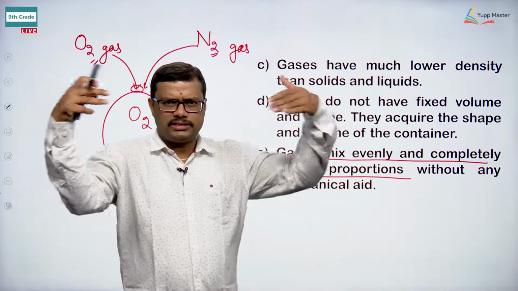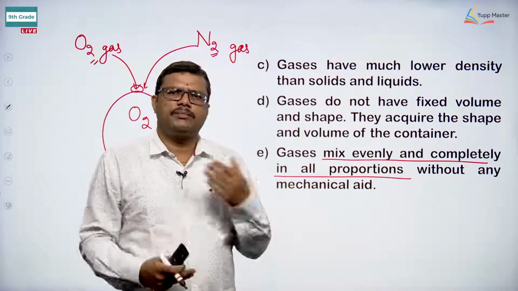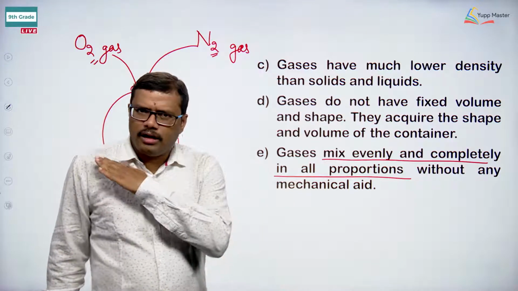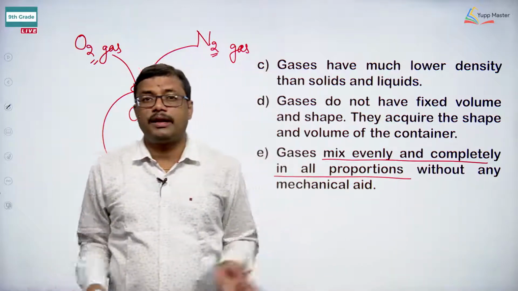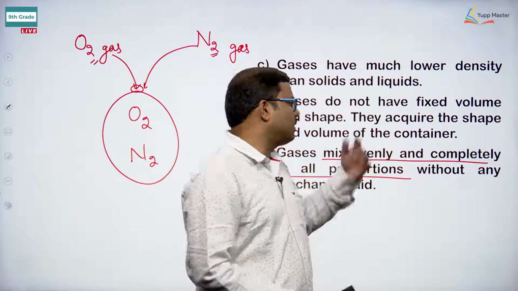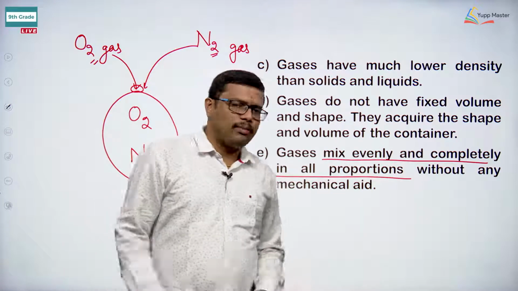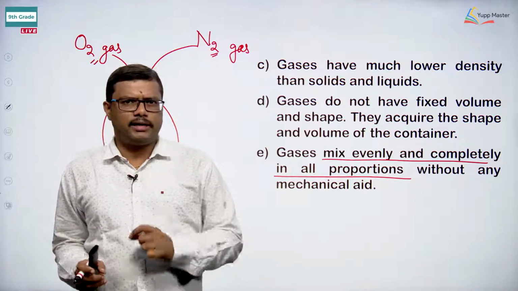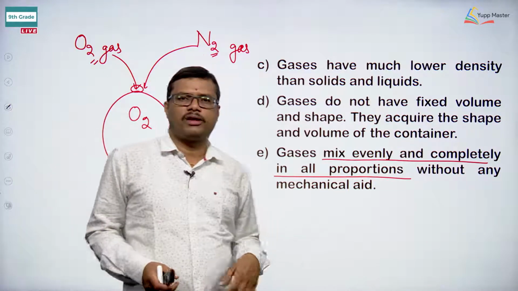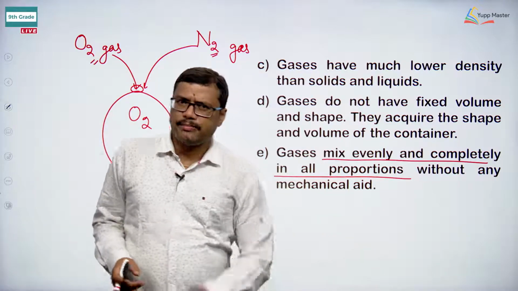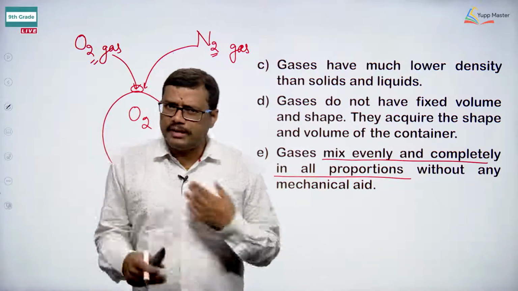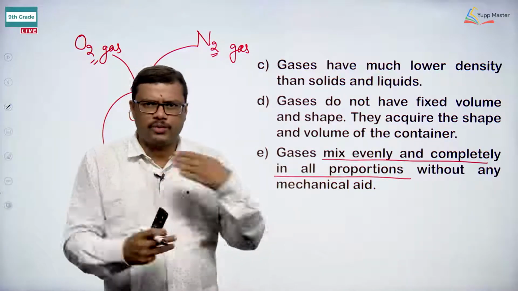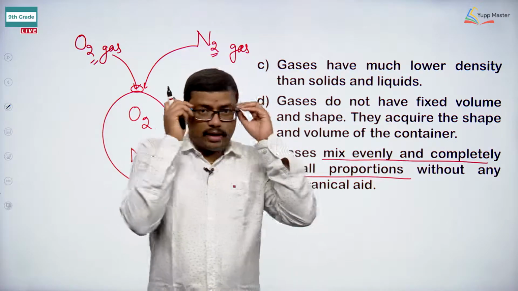So, as soon as the gases enter the container, they mix completely and evenly without any mechanical aid and they will mix in all proportions. So, it is not possible for us to separate them because of their equal proportions, completely mixing in all proportions. So, this is the great property of the gases which we come across, that is gases will mix evenly and they will mix completely in all proportions, in all directions they will go and occupy and they will mix up with one another without any mechanical aid.